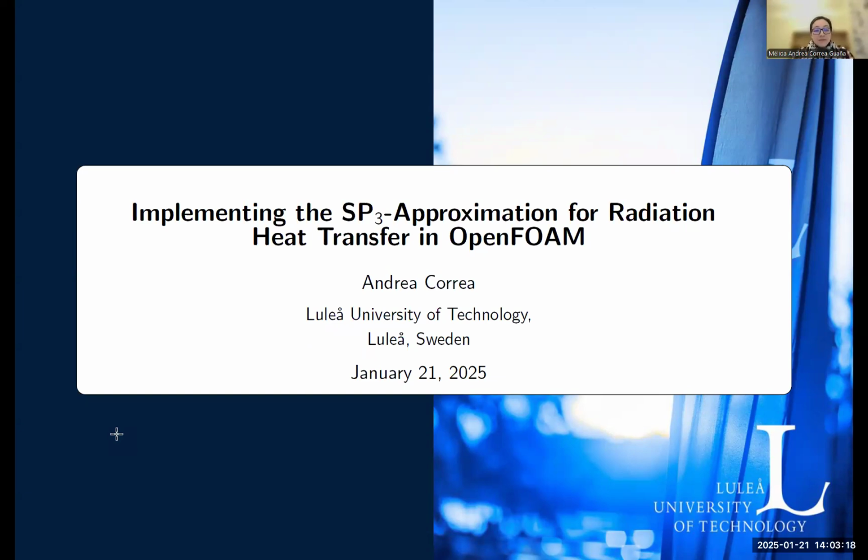Okay, I will start with my presentation. I will present my project. It's about implementing the SP3 approximation for radiation heat transfer in OpenFOAM.